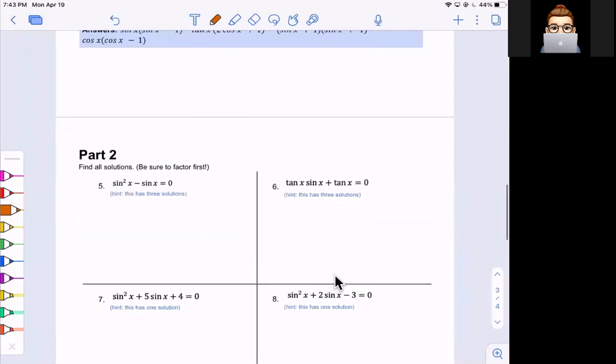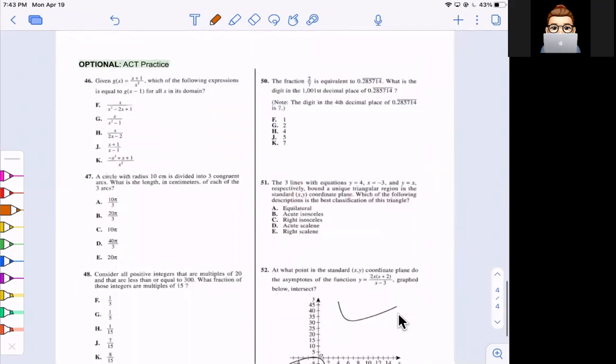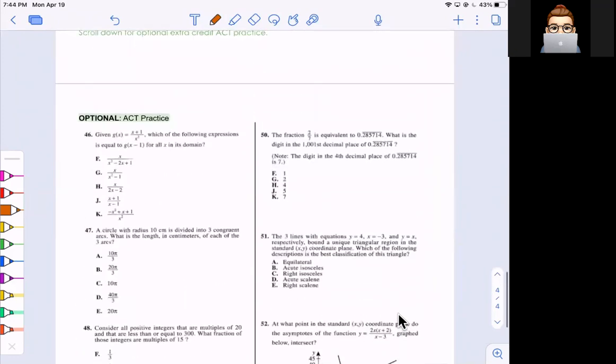And then you have 5 here that you are attempting to solve. I put a little hint about how many solutions there are, so you should be able to figure out just by process of elimination what your answers are, so that it can feel a little less. You know that if you got one of these answers, then you're good to go. There is extra credit here if you'd like it. You're welcome to work on the ACT.